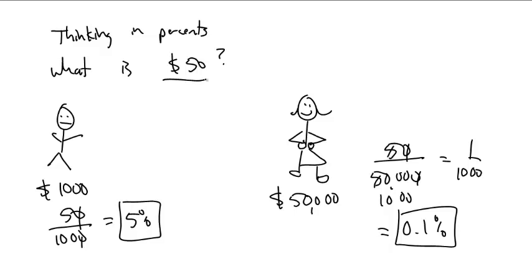You think $50 is $50. In absolute terms, it is. But in relative terms, and this is what I call percentage thinking, looking at things relative to other things. It's a useful thing to be aware of.